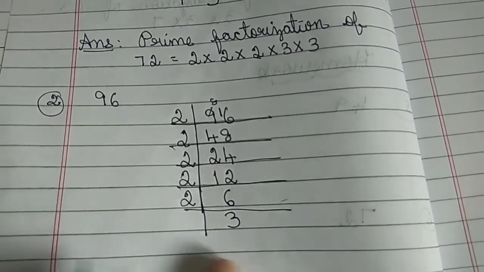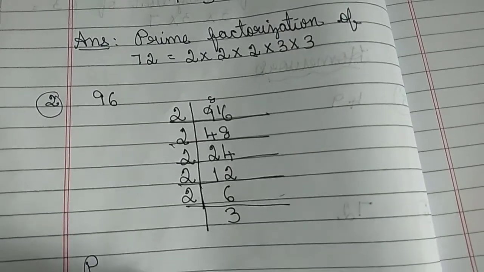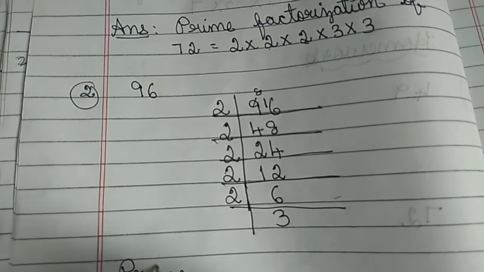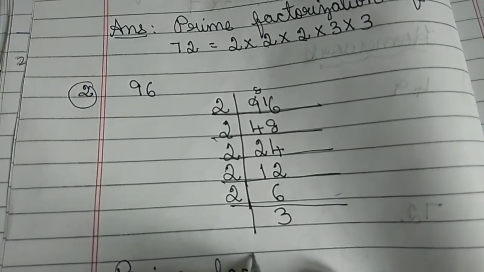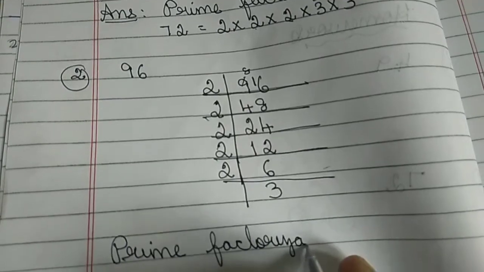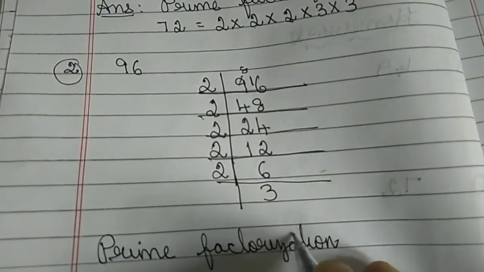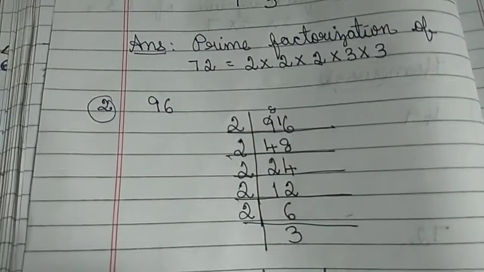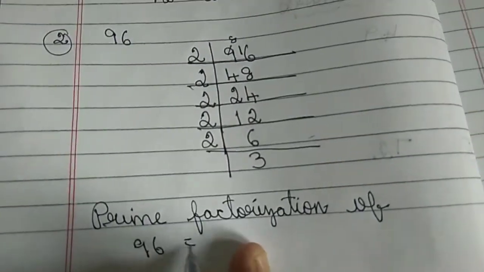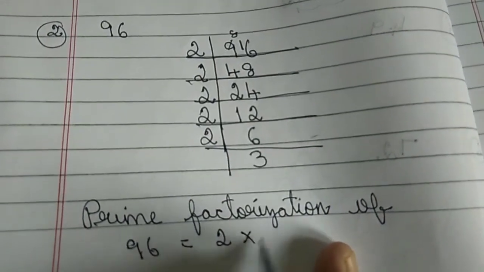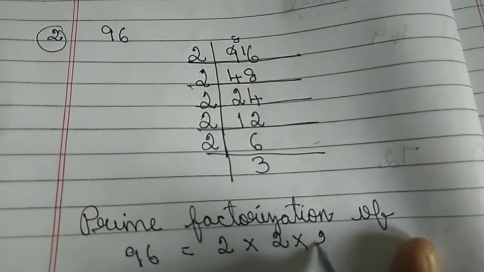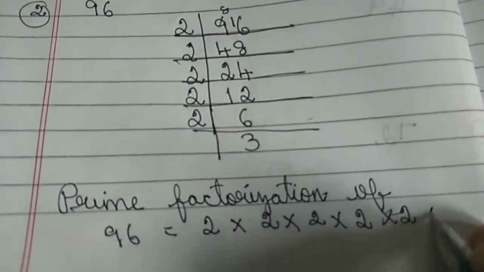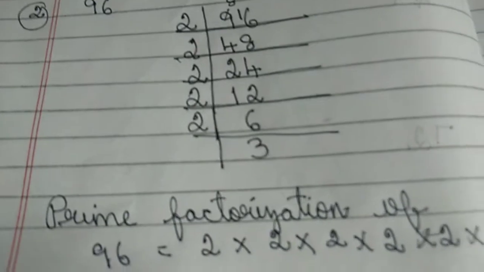So the prime factorization of 96 is what, children? Prime factorization of 96 is equal to what will come, children? 2 into 2 into 2 into 2 into 2 into 3. So if you write like this only, the answer is correct.